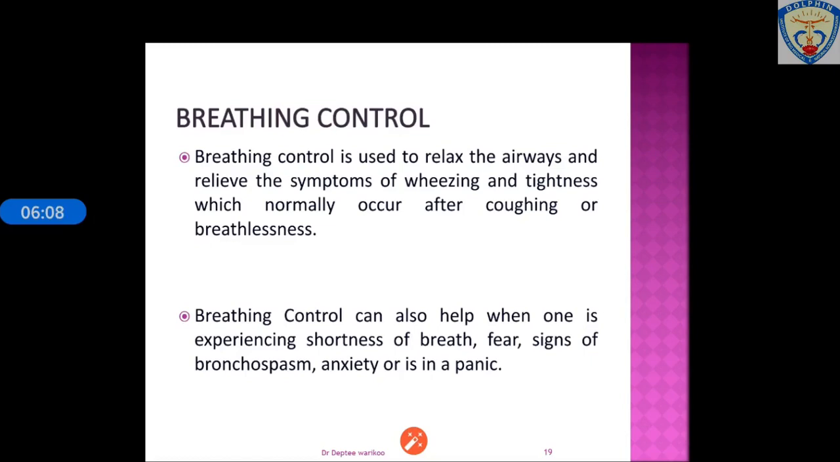So, here we encourage the patient to close their eyes while performing breathing control. This can also be beneficial in helping to promote relaxation. It is very important to use breathing control in between the more active exercises of ACBT as it allows for relaxation of airways. Breathing control can also help when one is experiencing shortness of breath, fear, signs of bronchospasm, anxiety, or is feeling somewhat of panic.